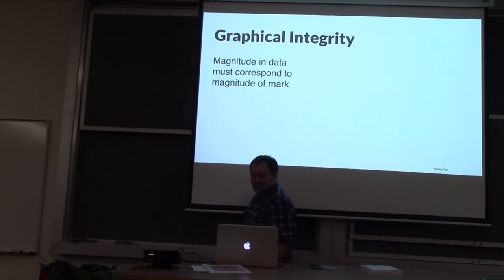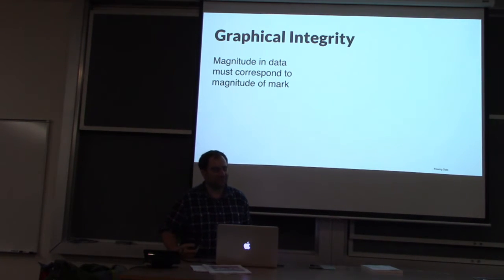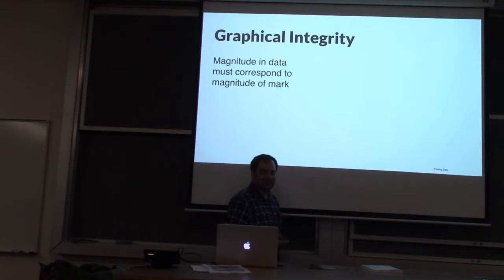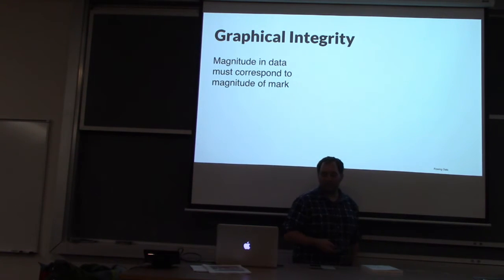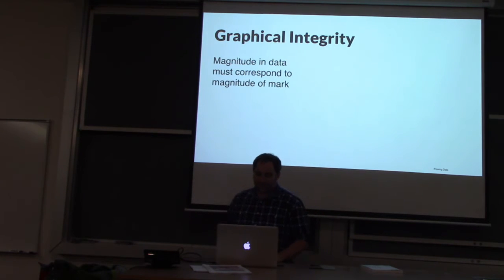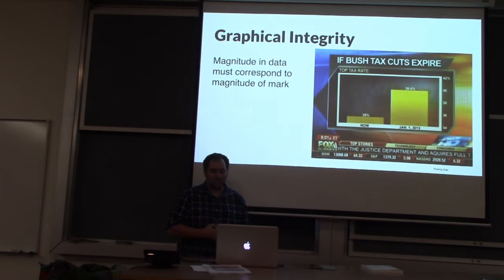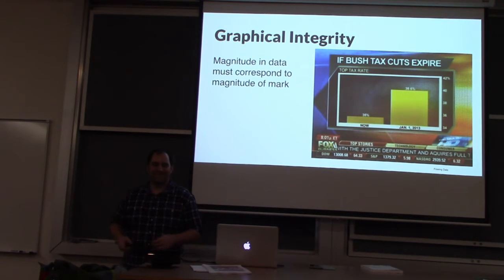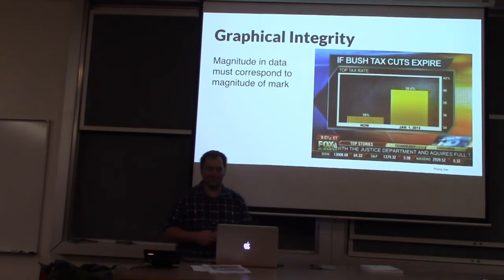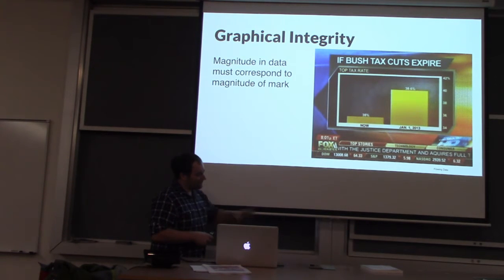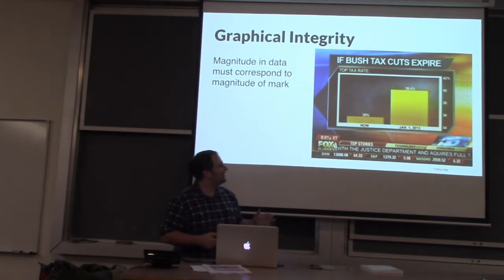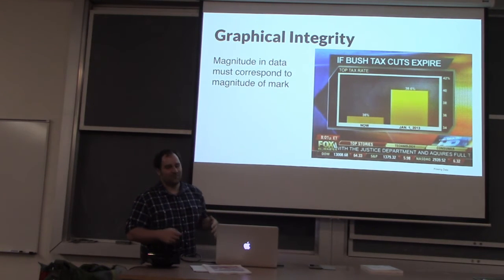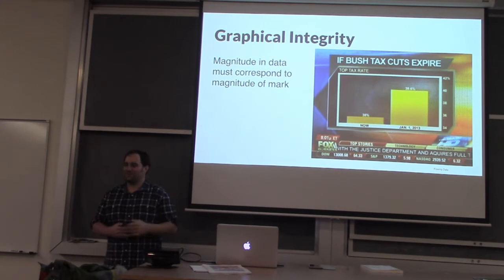One of the most important principles in visualization is graphical integrity. The magnitude in the data must correspond to the magnitude of the mark. So what's wrong with this chart? They've cut off most of the bars. Yeah. We'll have a lot of Fox News examples in this, a completely unbiased view, obviously. So if the Bush tax cuts were to expire, we would suddenly pay five times as much taxes, is what this chart tells you.